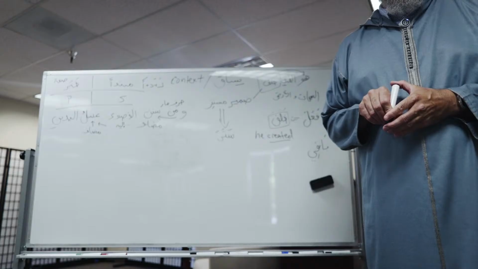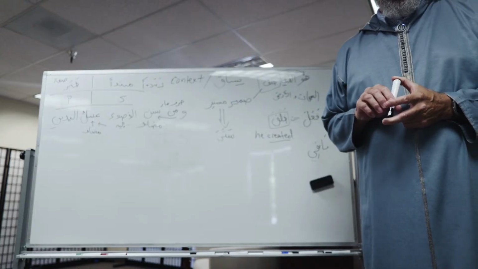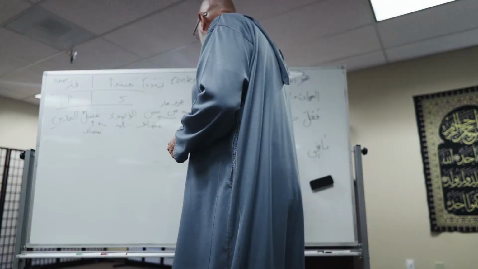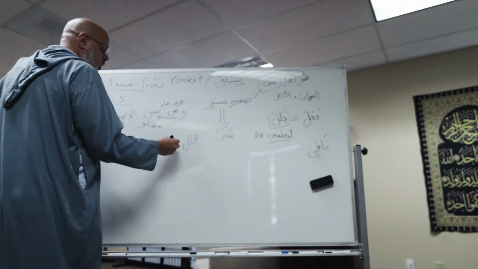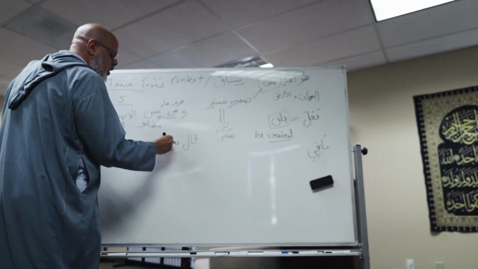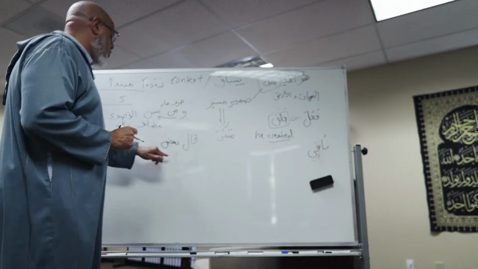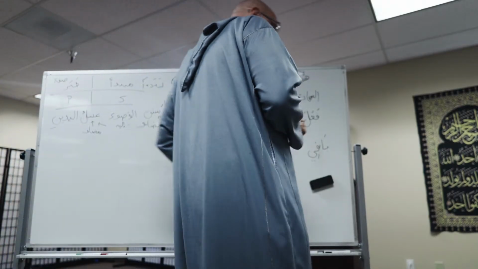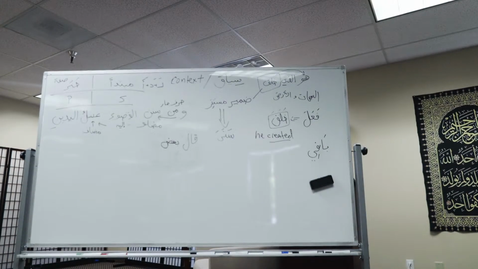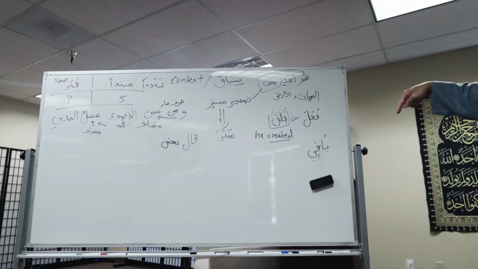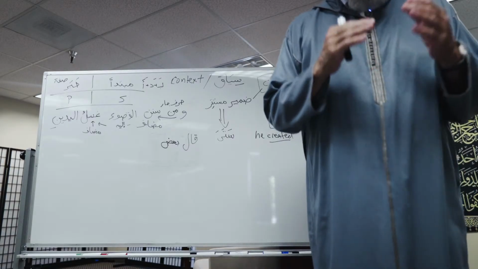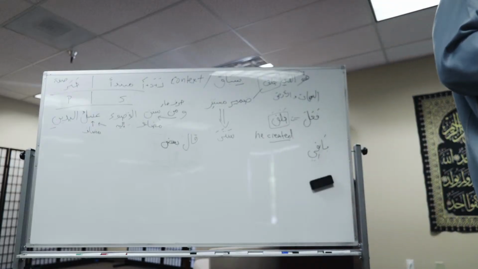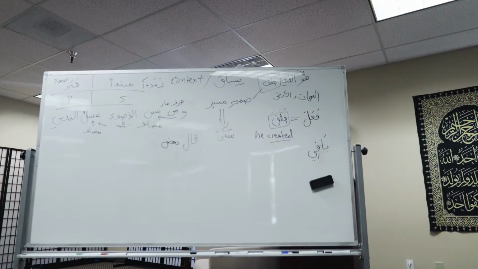قال. So قال is a verb. Right, so قال is the verb, and بعض is the doer of the verb. So the word بعض is going to be the subject of the verb قال. فقد قال بعض العلماء.